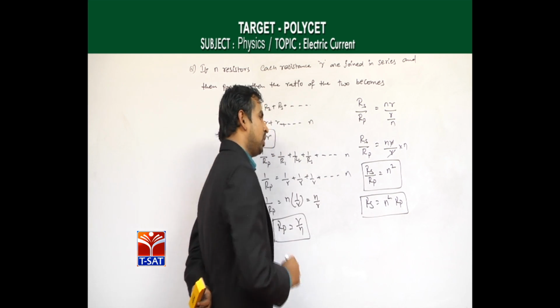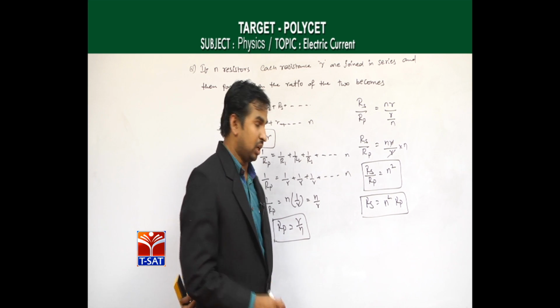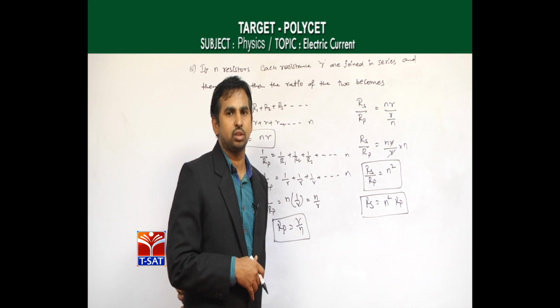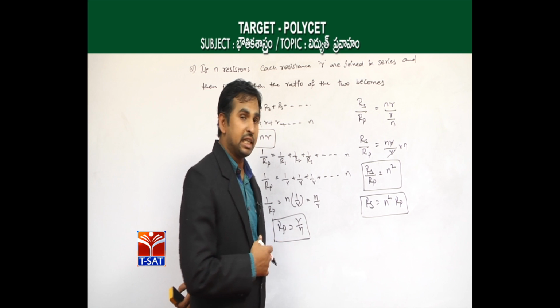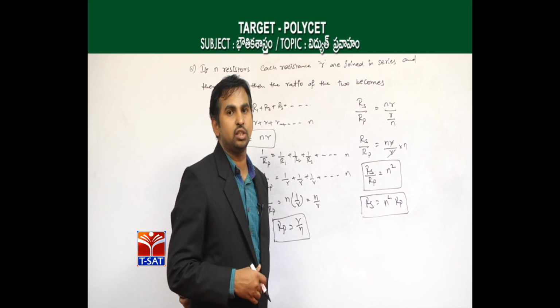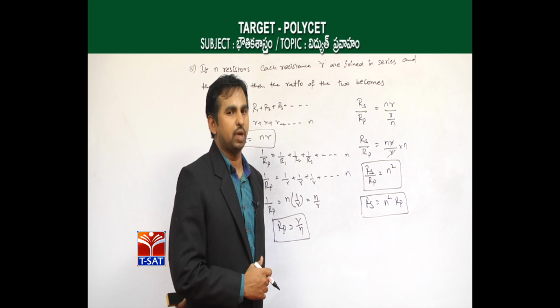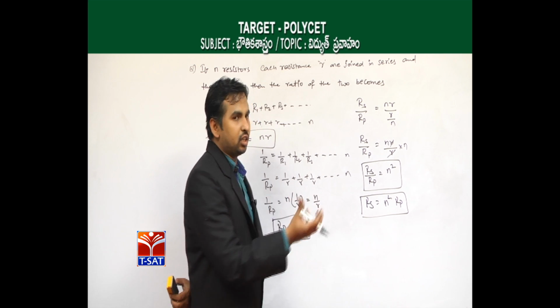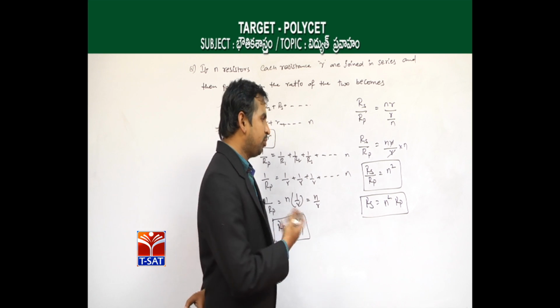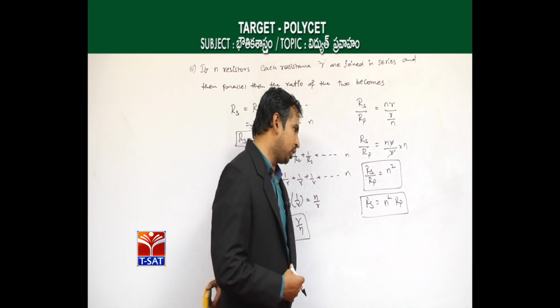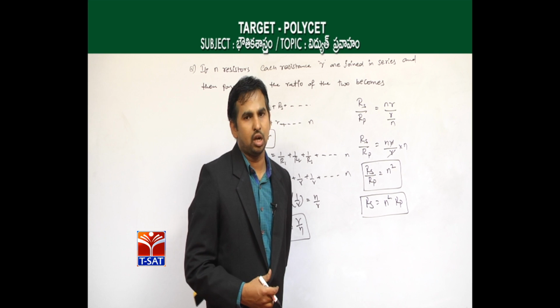Rs is equal to n square times Rp, where n is the number of resistances we are taking. From this it is very clear that the resistance when arranged in series is always more than the resistance when connected in parallel. In this case, if you are taking an equal number of resistances, Rs is equal to n square times the Rp value.